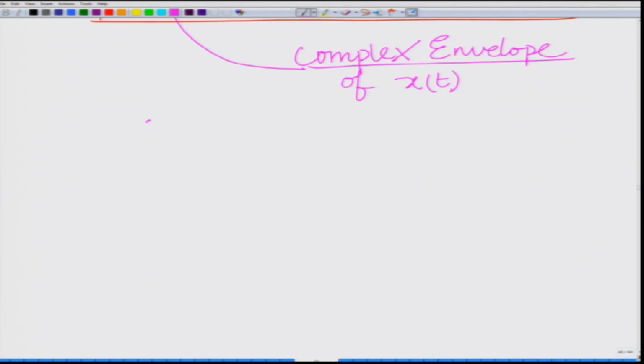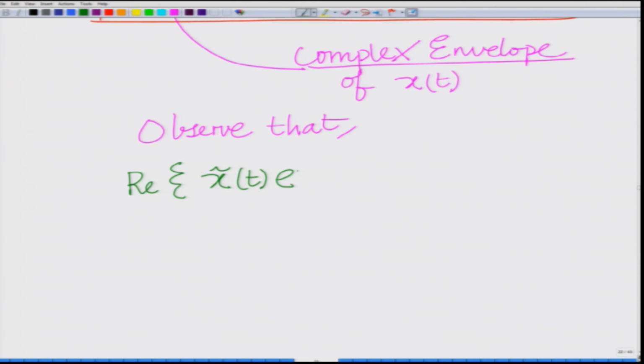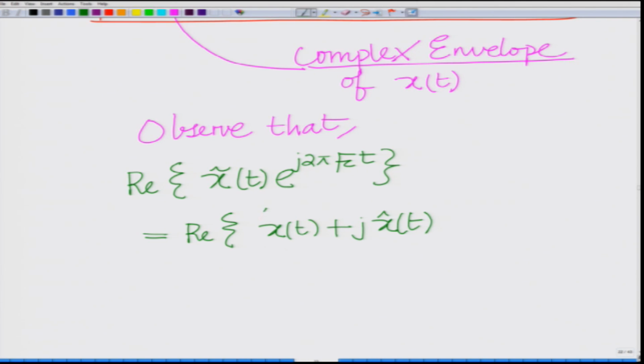That is, let us look at this. Observe that if you consider the real part of x tilde t e to the power of j 2 pi f c t, that will be the real part of, now x tilde t is x t plus j x hat of t, into e to the power of j 2 pi f c t.